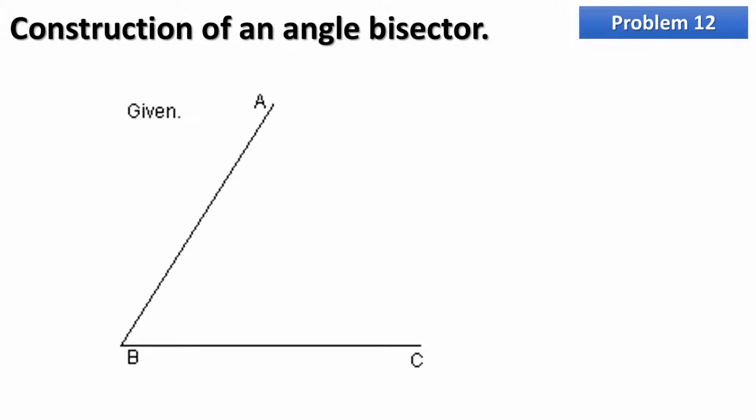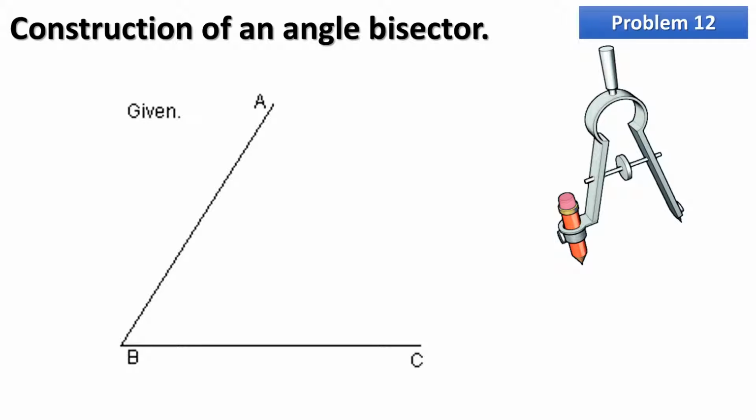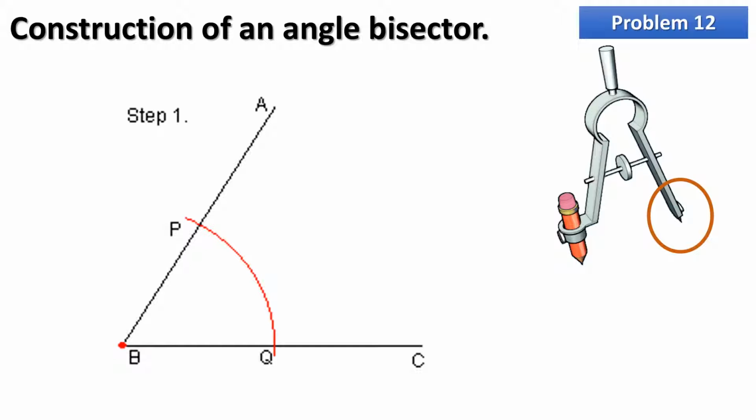Problem number 12 is going to deal with the construction of an angle bisector. So let's quickly review that. We are given angle ABC. How do we do this? First thing you want to do is get a compass. We want to stick the point of the compass into point B, the vertex of the angle. We are going to draw an arc. This will form point P on one ray and point Q on the other.